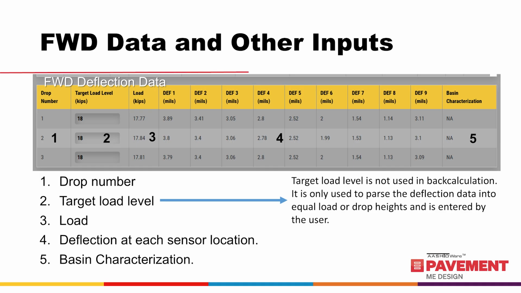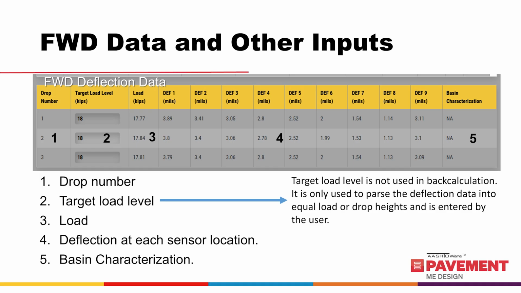The target load level is not used to identify the drop number in the sequencing used by the FWD operator along the project. The target load level is not used in back calculation. The actual load level measured during FWD testing by the load sensor is used. The target load level is only used to parse the deflection data into equal load or drop heights and is manually entered by the user.